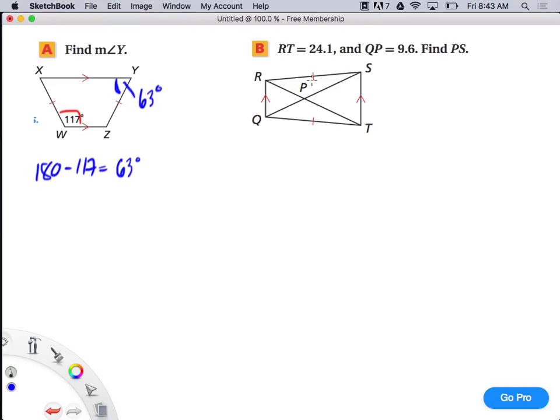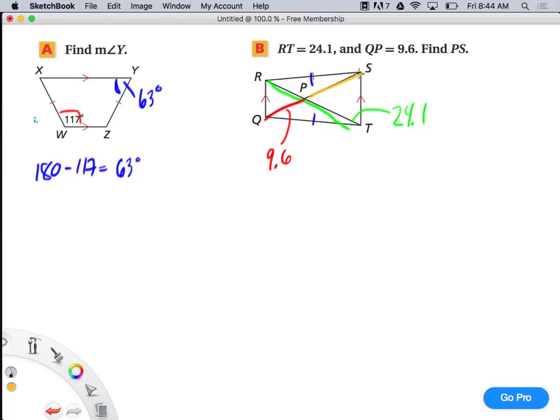Okay. Here we have an isosceles trapezoid. So what do we know about the diagonals? In an isosceles trapezoid, the diagonals are congruent. So it says RT, this one here, RT is 24.1. QP equals 9.6. Find PS.